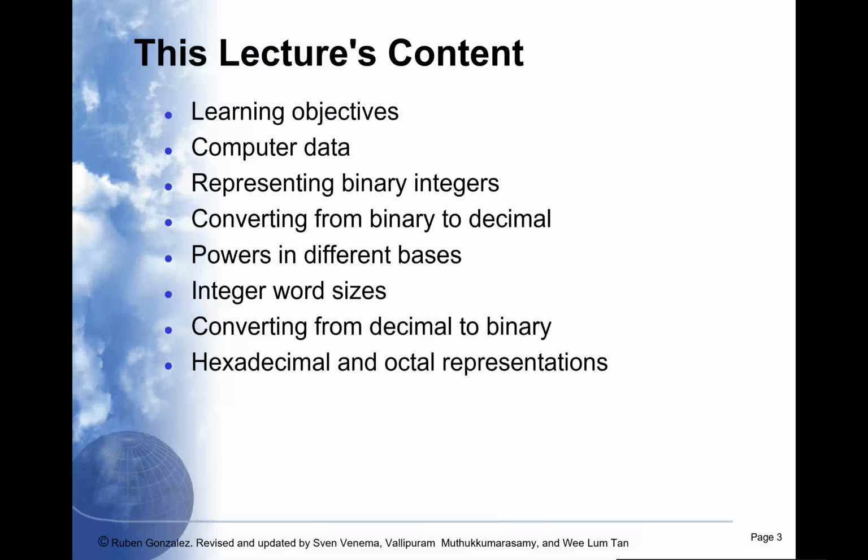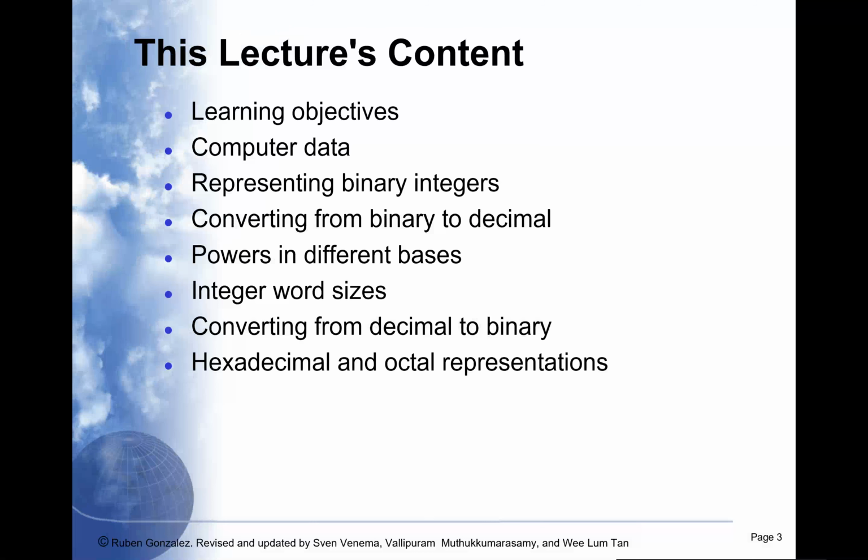So what we're going to look at in particular is representing binary integers. What are those things and how do we represent them? How do we calculate their values and so on? We'll look at converting from binary to decimal. As people, we work with decimal numbers, base 10. This is a different base, base 2, or binary numbers. So we're going to have to convert between our base 10 numbers and base 2 numbers. So we'll see how to do that.